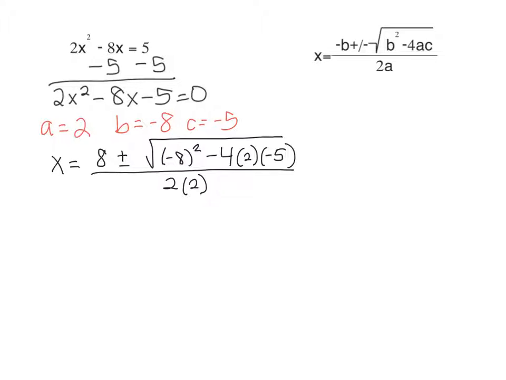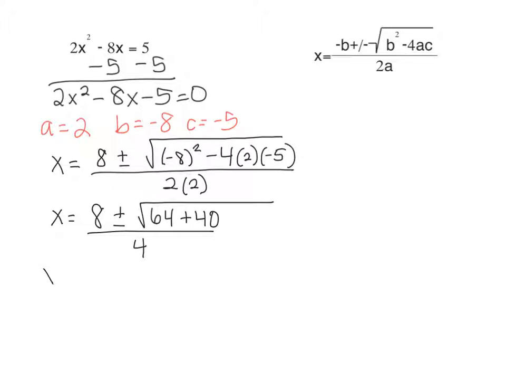So now I'm just going to do some basic algebra. So x equals 8 plus or minus the square root of negative 8 squared is a positive 64. And then I have a negative 4 times a positive 2 times a negative 5, which gives me a positive 40. So 64 plus 40, all over 4, 2 times 2. So x equals 8 plus or minus the square root of 104 over 4.